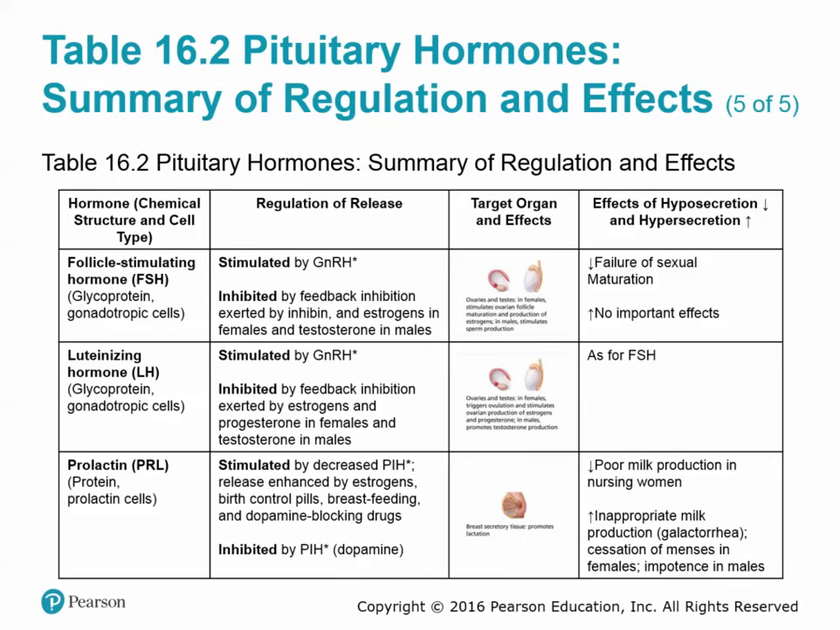Follicle stimulating hormone, we said, was going to stimulate the ovaries and the testes to produce sperm and eggs. Luteinizing hormone is going to stimulate production of those sex hormones, things like testosterone and estrogen. And prolactin is the lactation hormone, prolactation. It's going to stimulate milk production in the breasts.